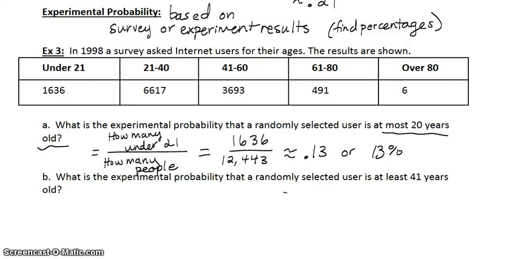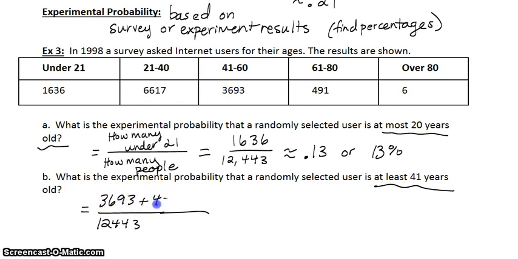Look at part B. What is the experimental probability that a randomly selected user is at least 41 years old? Okay, we still got the 12,443 people in the chart, but now I want the 41 years old or older, so I'm going to add together all of those. So 3693 plus 491 plus 6. And I end up with 4,190 divided by 12,443. So the probability of seeing someone of that age using the internet in this chart was 0.34.